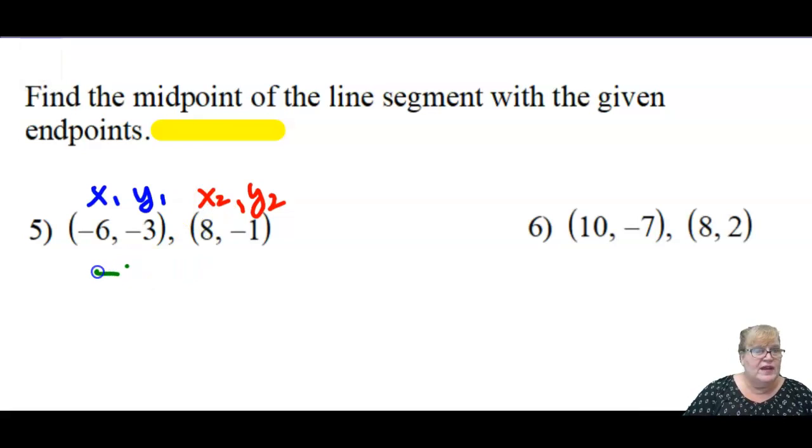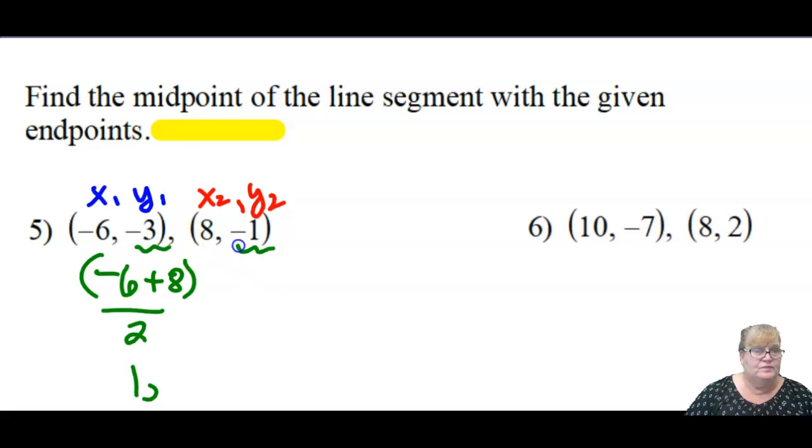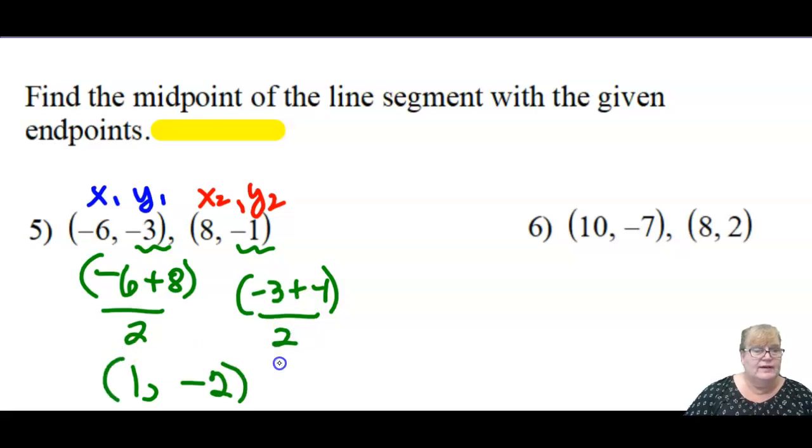All right, so if I add the two x's, if you were using your calculator, you'd have to hit those parentheses, or else hit enter before you divide by 2. Because remember, you have to add those before you divide by 2. So if I add, I get 2 divided by 2 is 1. If I add the y's back here, I get -3 plus -1 is -4 divided by 2 is -2. All right, so the ordered pair is 1, -2.